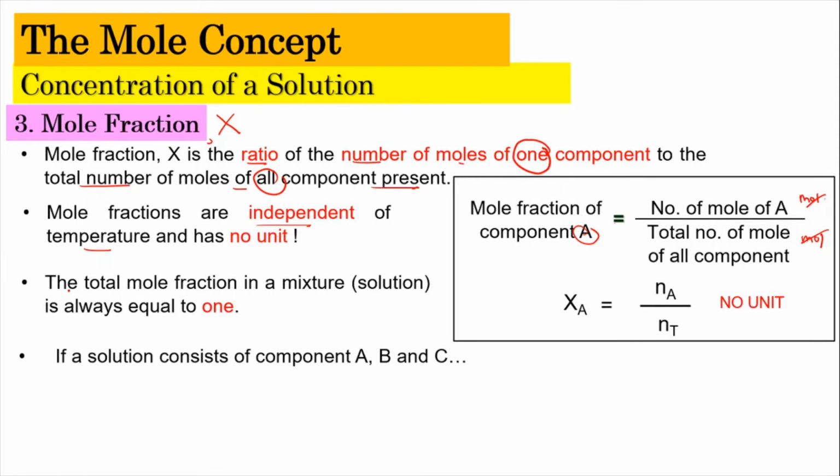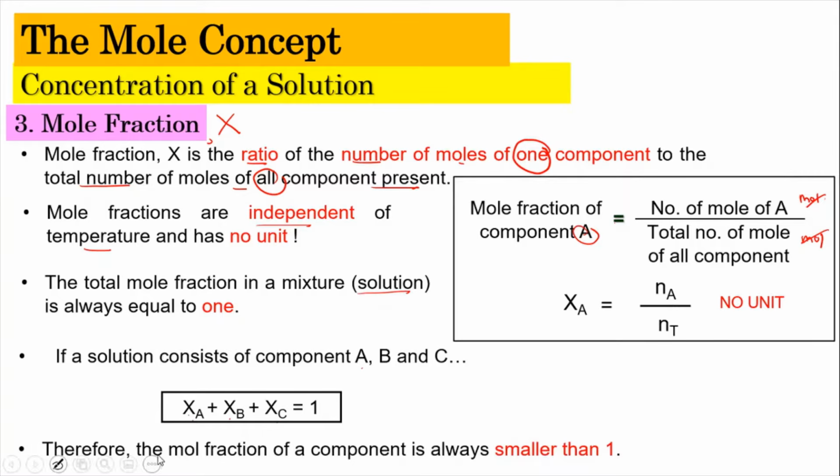And the next information is that the total mole fraction in a mixture, which is in a solution, is always equal to 1. So you can say that if a solution consists of components A, B, and C, hence the mole fraction XA plus XB plus XC is equal to 1. And the mole fraction of a component, bagi satu component, is always smaller than 1. What is meant by this statement is that because the summation of all components is equal to 1, for each component, this value needs to be lesser than 1.